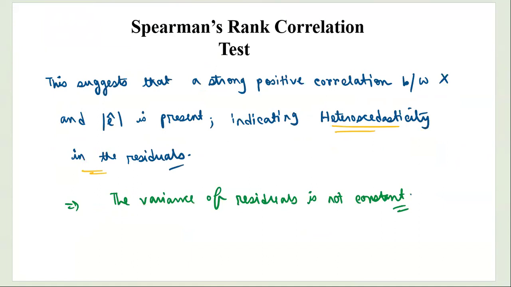Stay tuned for the next video, where I'll be going into the Goldfeld-Quandt test, which is the most important and most popularly used method of detecting heteroscedasticity. So our next video will be on the Goldfeld-Quandt test.